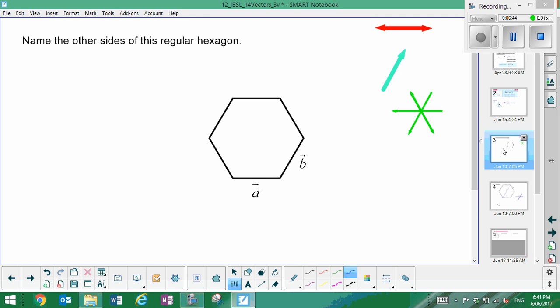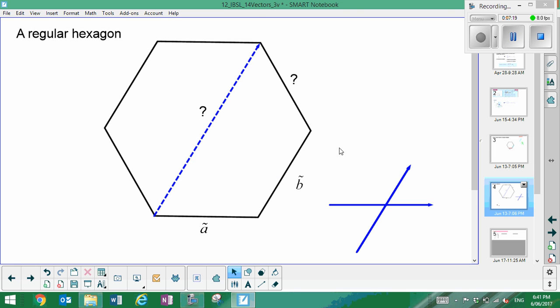Here's one we're going to leave with you and come to class and see how you go with this. We've got a regular hexagon. This is A and B. And what you need to do, we're going to start off with, if this is our vector a, and let's make it go that direction, and this is our vector b, can you go through and name all the other sides in terms of a and b? So name each of those sides in terms of a and b. We'll come to that in class.